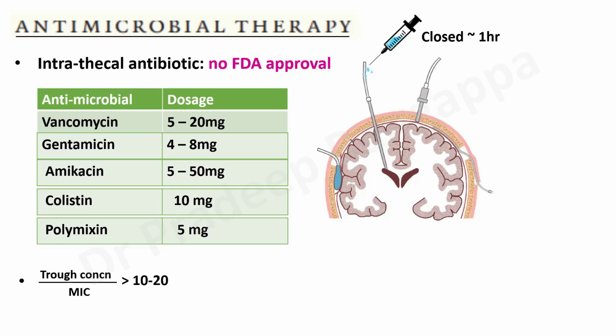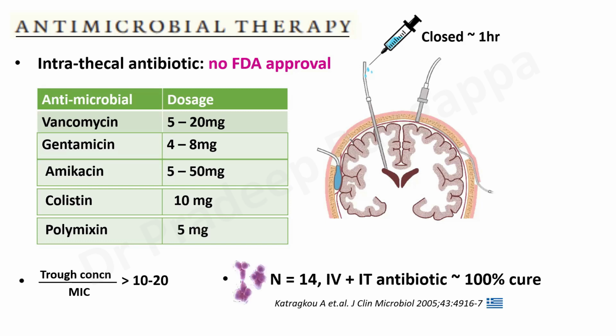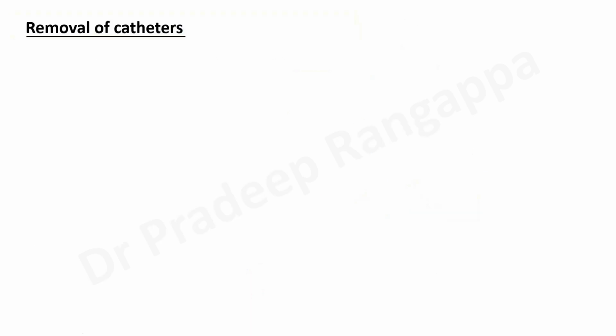So this is the sort of recommendation that has been given. And this was another study from Greece where they looked at 14 patients with Acinetobacter, where they were given IV plus intrathecal antibiotics, and they established 100% cure. Okay, so then we'll come to the last bit, which is removal of catheters.